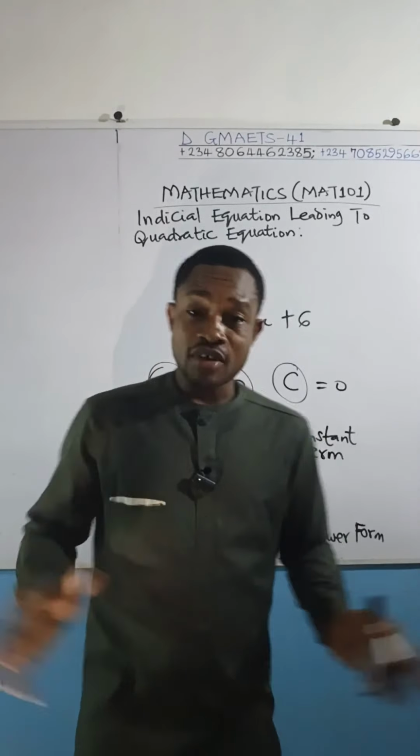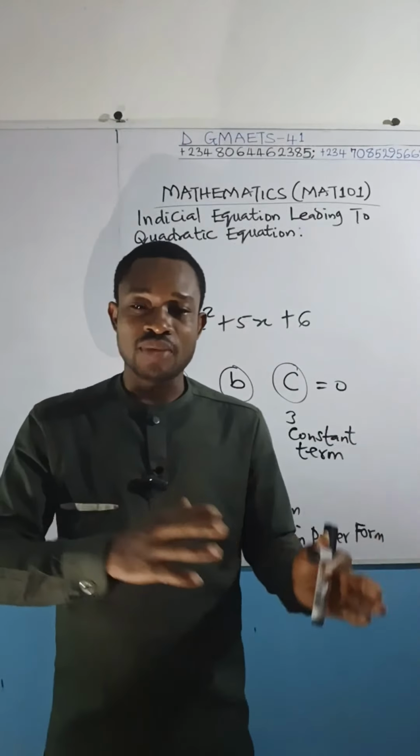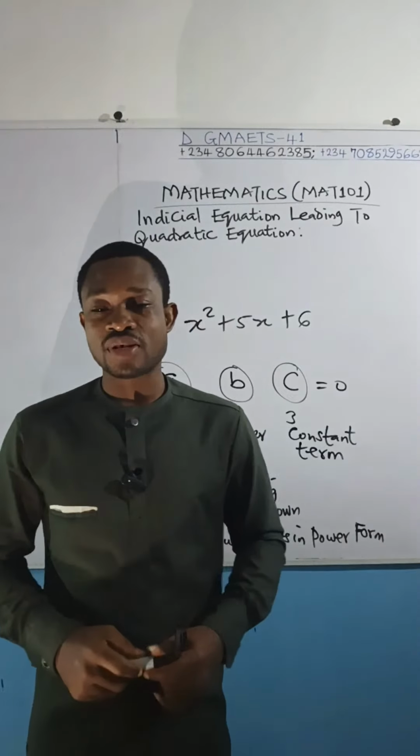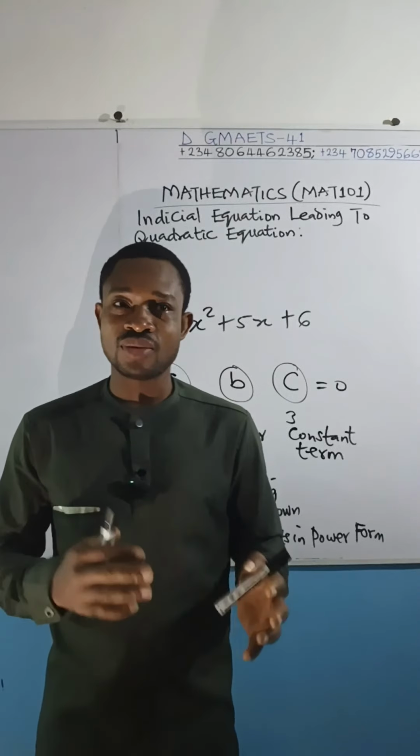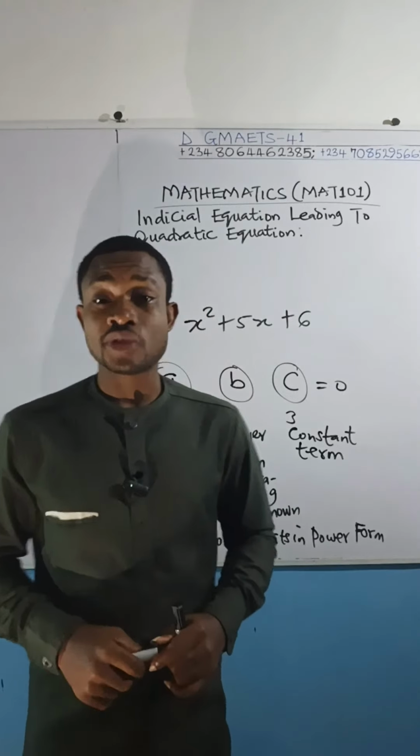All right, I think I've given the whole idea of how the term in indicial equation leads to a quadratic equation, the way in which you expect it to be. So we're going to pick questions and then solve.